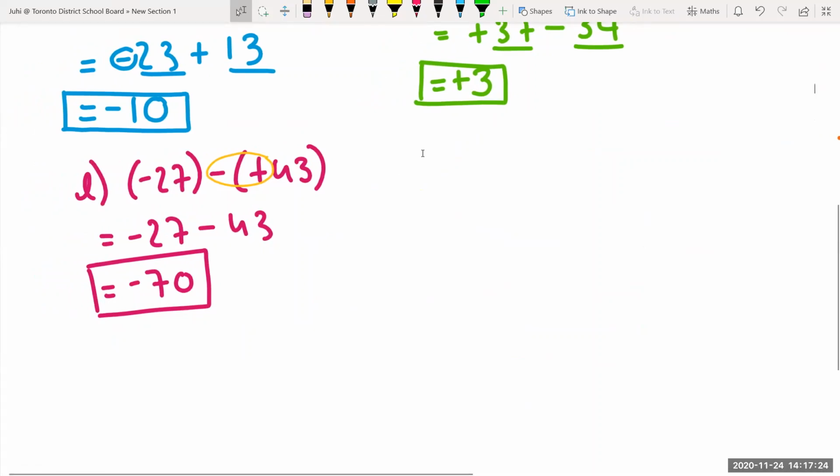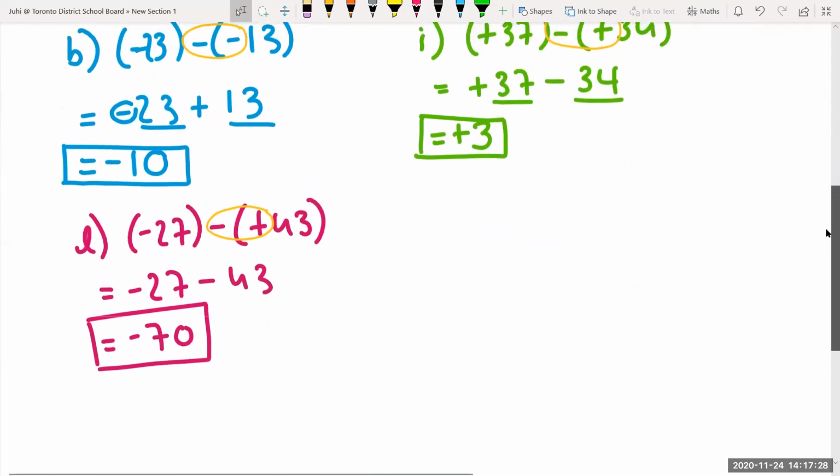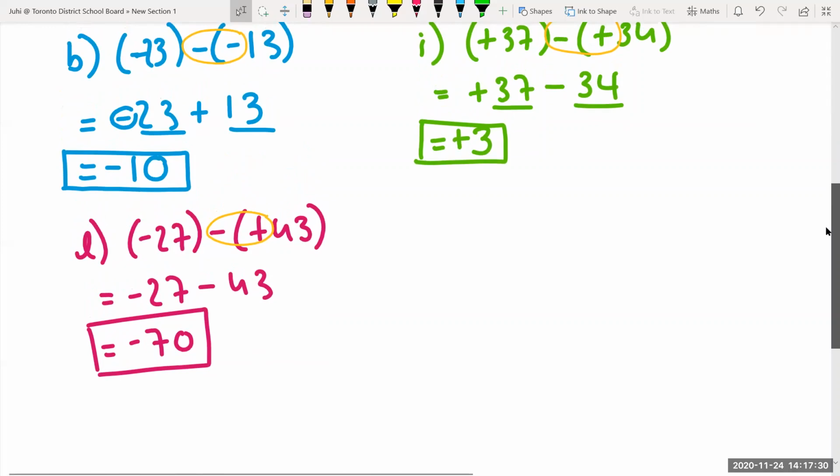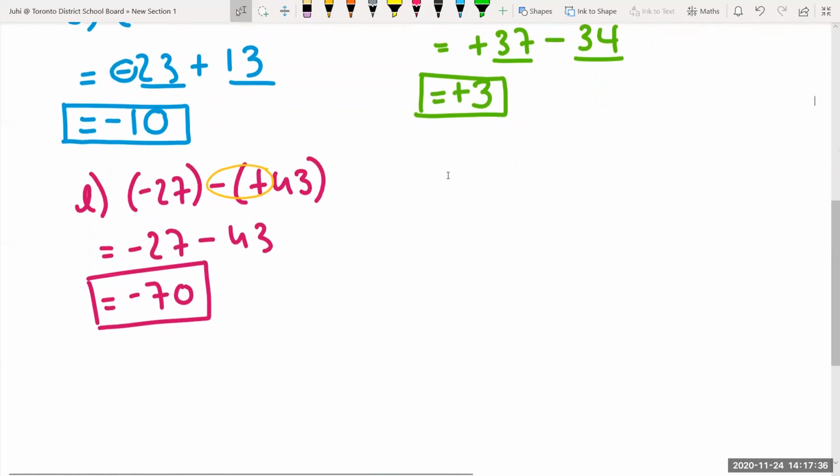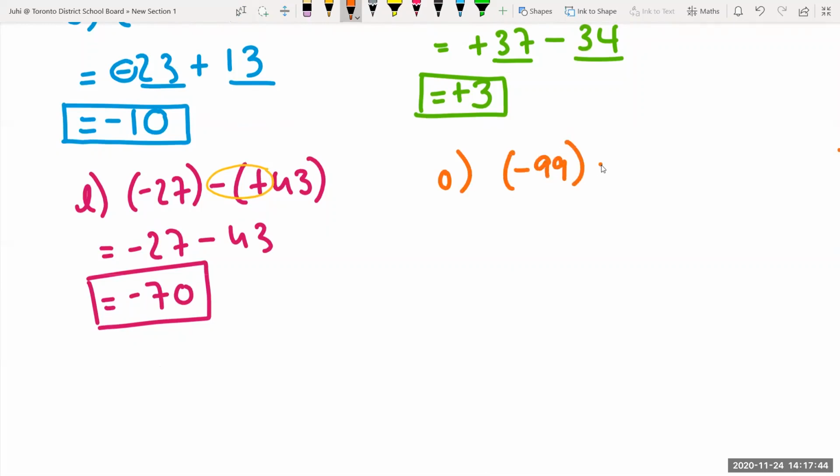Okay, what have we not done? Like, what scenario have we not done? Let's take a look. We've done negative, negative, negative, positive, negative, positive, negative, negative, positive. We haven't done... okay, we haven't done one of these. Let's do question O. Hopefully you guys got this far when you did your homework. Question letter O says negative 99 minus positive 91.